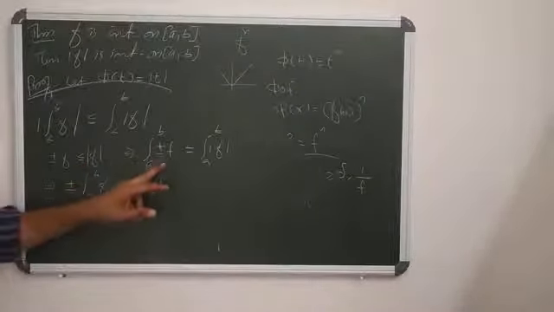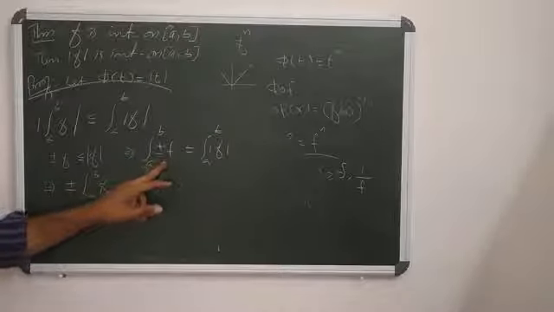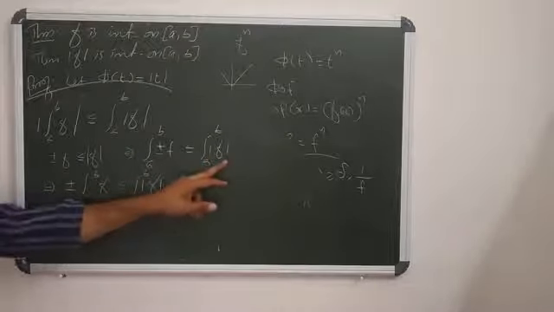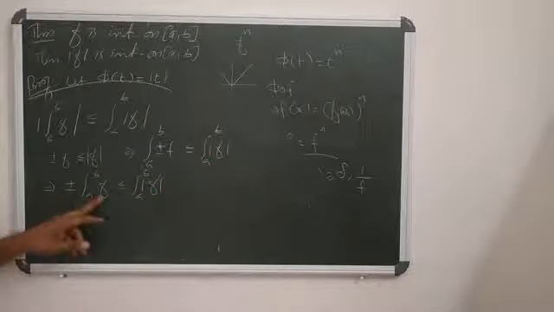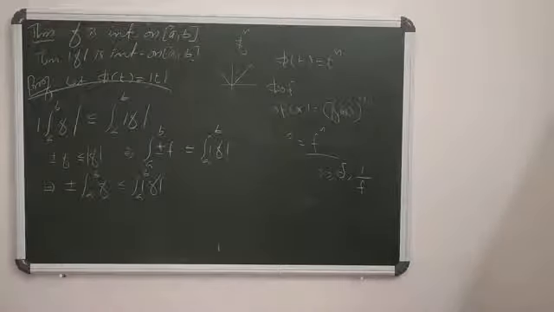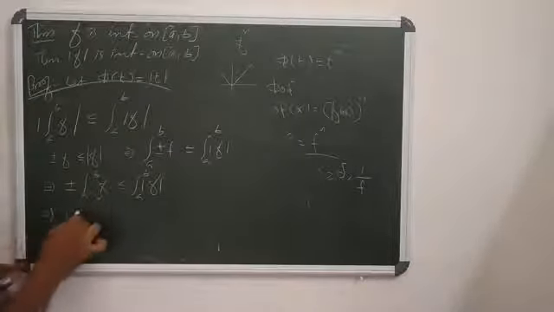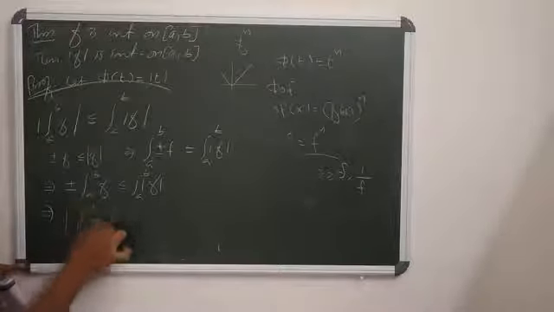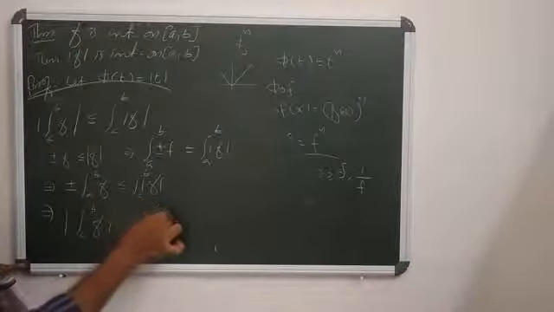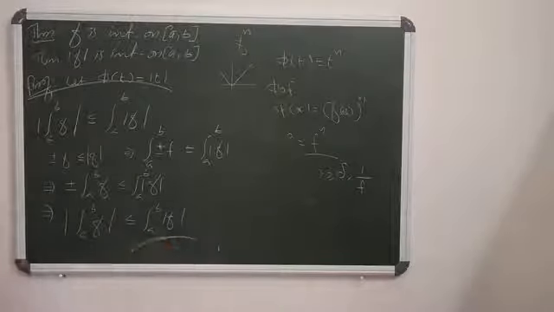That means integrating on both sides, integral a to b of plus or minus f is less than or equal to integral a to b mod f. Plus or minus integral a to b f is less than or equal to integral a to b mod f. So that means modulus of integral a to b f is less than or equal to integral a to b mod f. Agreed? So this is a simple result.